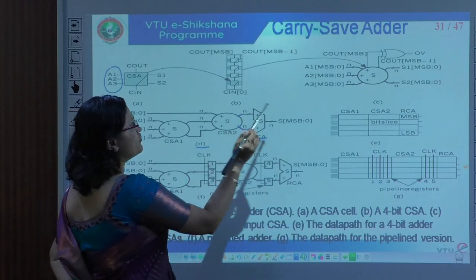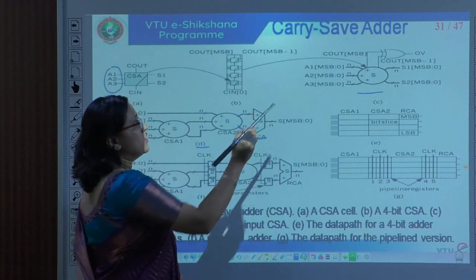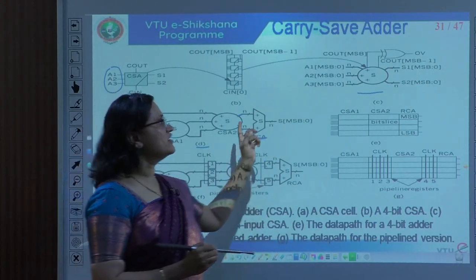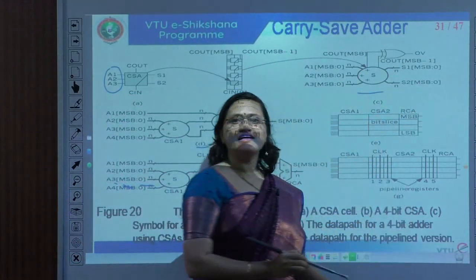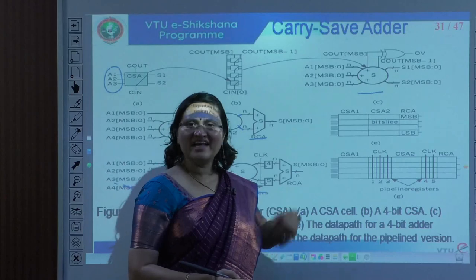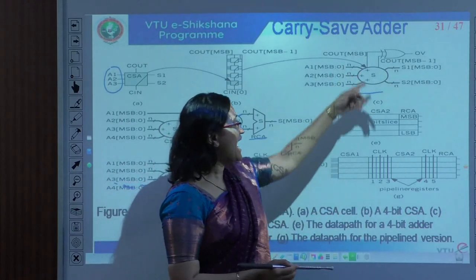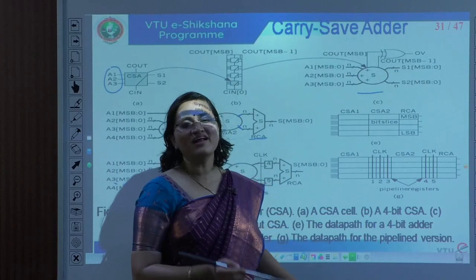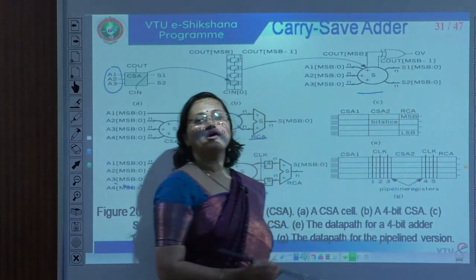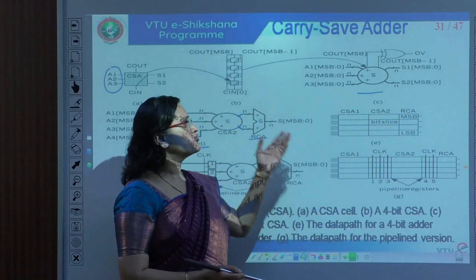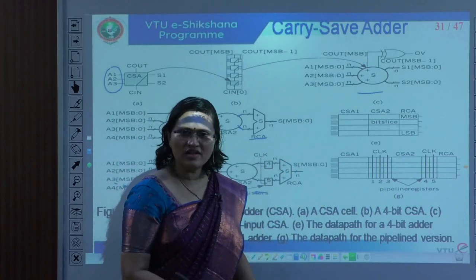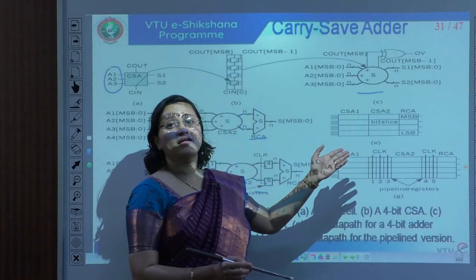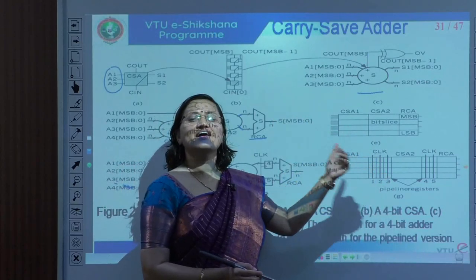Now if you see this figure C, your final result, S1, contains all the saved carries. The S2 bus contains all the sums. So to get an n-bit result, we have to add these two. Then it will become the final output of your carry save adder. In figure C, it is not shown. To get an n-bit result, we have to add the S1 bus that contains all the carries and the S2 bus that contains all the sums. That will be your final output of the carry save adder.